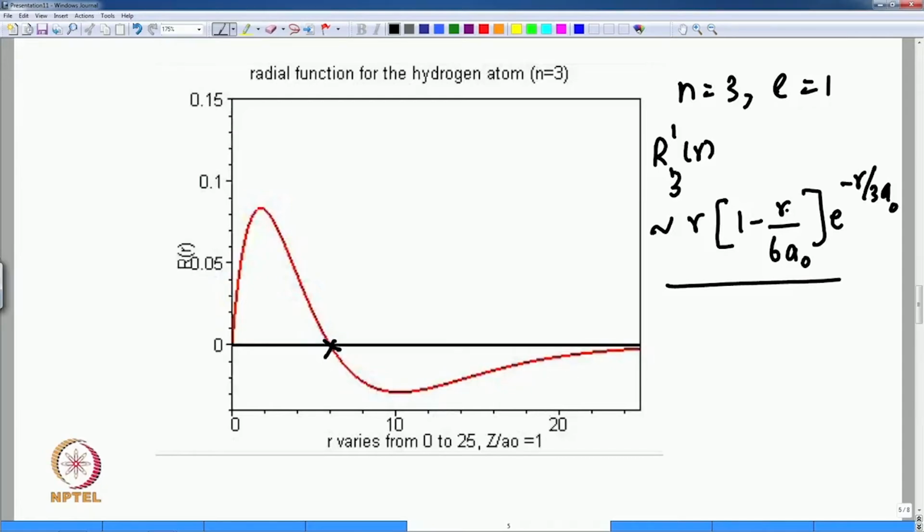And for all values of r greater than 6 a naught, this whole thing is negative, and you can see that the function will decrease as r square. But the exponential of minus r by 3 a naught eventually brings it back to 0. So here is the maximum, and then the function goes to 0, but only one node.